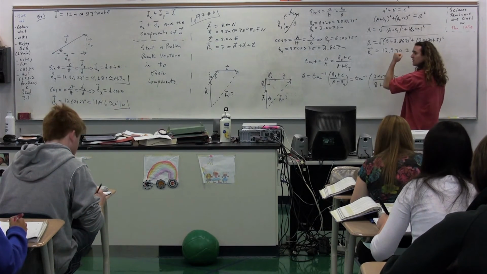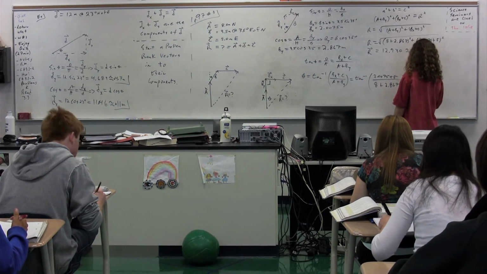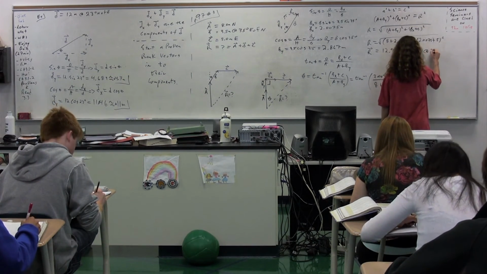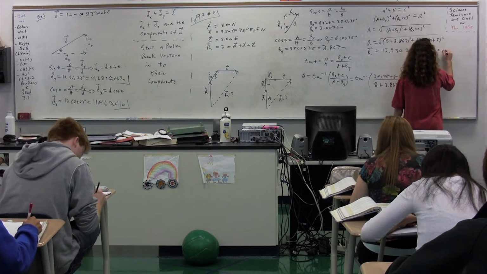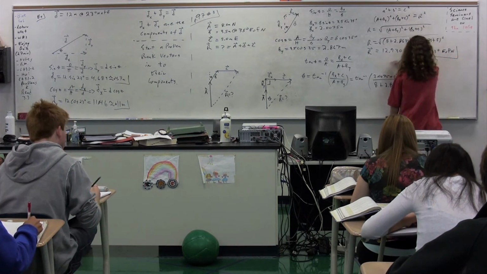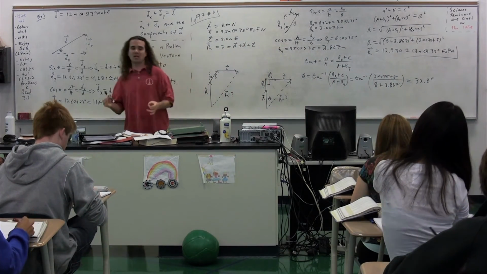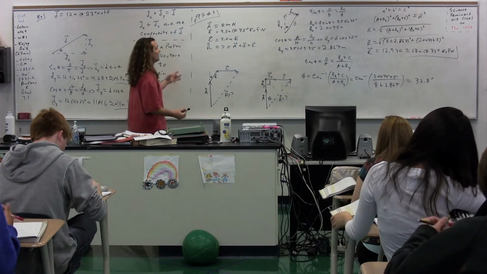Get an angle. It is 32.8 degrees. In other words, 13 meters at an angle of 33 degrees east of north. So notice, tip to tail vector addition.